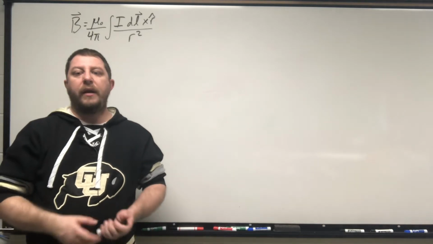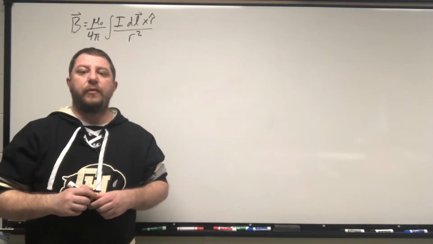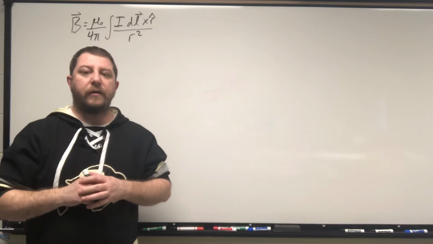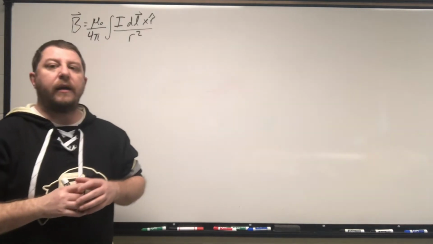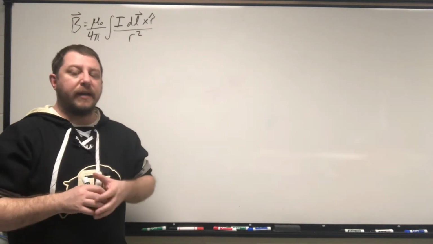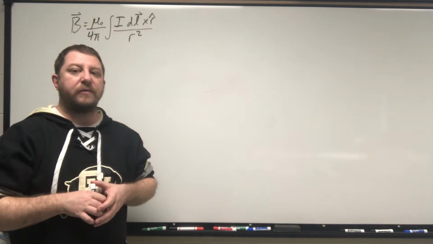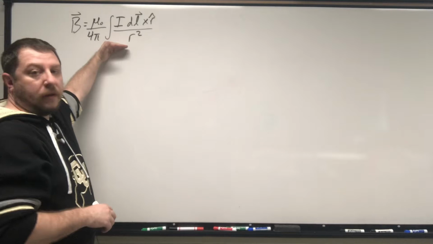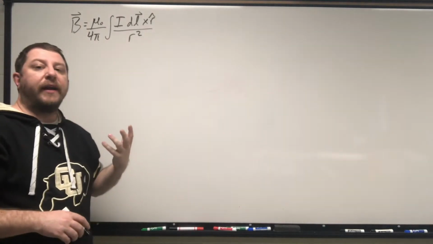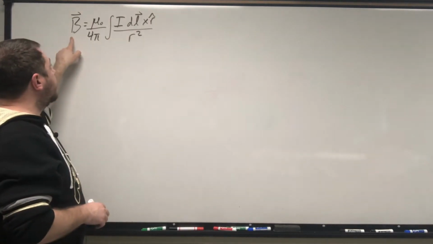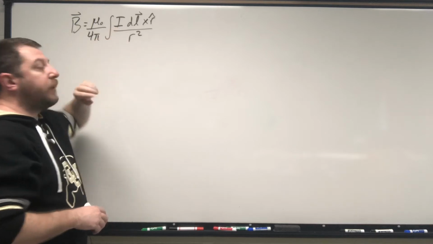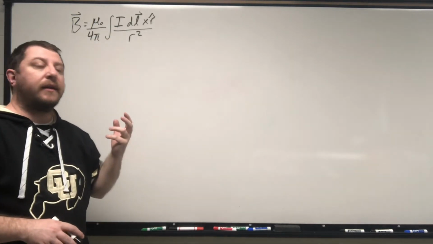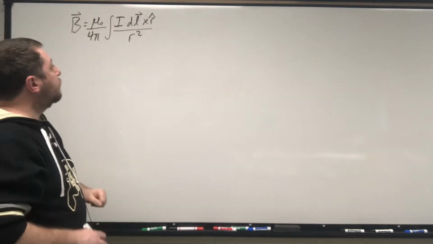Hi everybody, and welcome back to the next video in our series on magnetism. Now we're going to look at a second application of the Biot-Savart law. And just recall, this is what the Biot-Savart law says. We have a magnetic field that is generated by a current, and we can describe it by the calculation as shown.